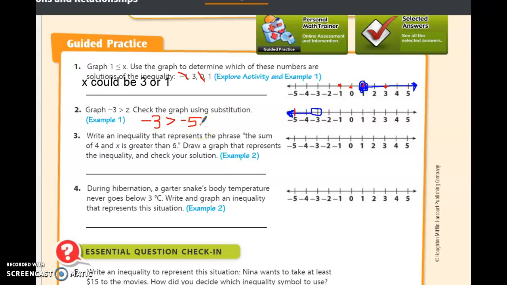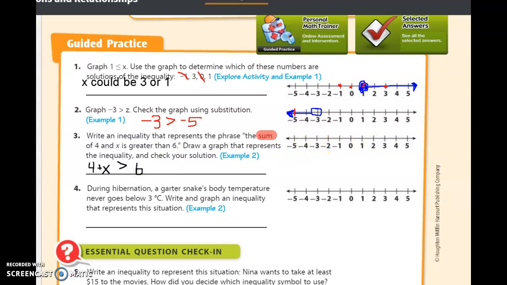Number 3 says, write an inequality that represents the phrase, the sum of 4 and x is greater than 6. Draw a graph that represents the inequality and check your solution. Again, when I hear those words, the sum, I should know automatically I'm adding. So the sum of 4 and x, so add 4 and x, is greater than 6. It's going to be bigger than 6.